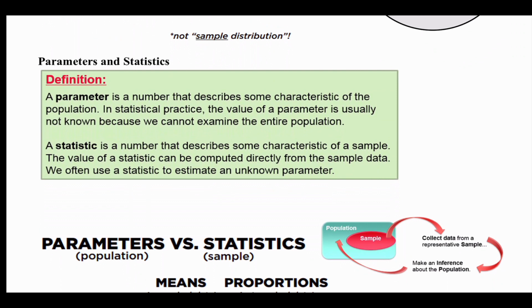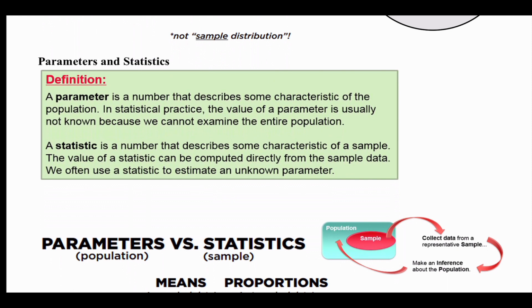But if I said I took a sample of 100 homes in Fresno, and the average of those 100 is $300,000, $300,000 would not be a parameter because it doesn't talk about the entire population. It only refers to a sample. That's what we would call a statistic. So a statistic is a number that describes the sample. A parameter is a number that describes the population. So it just depends on what you're describing, right?